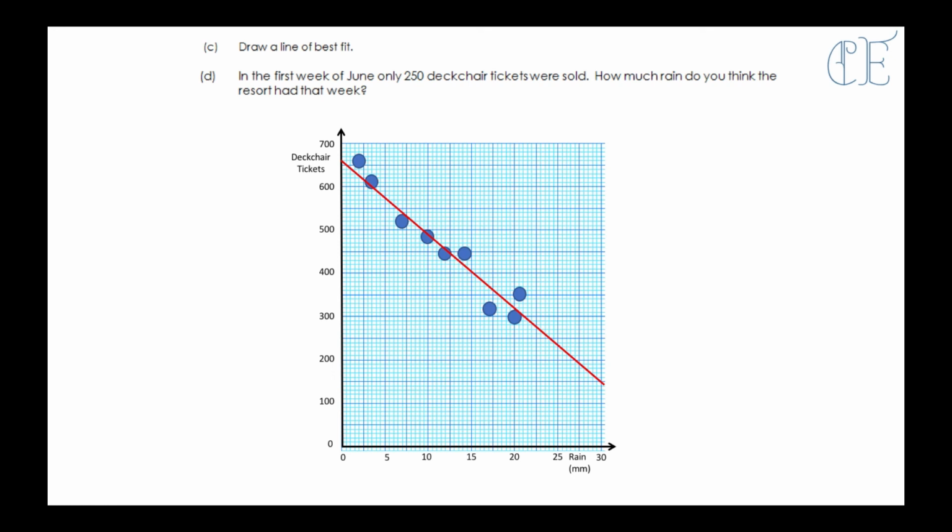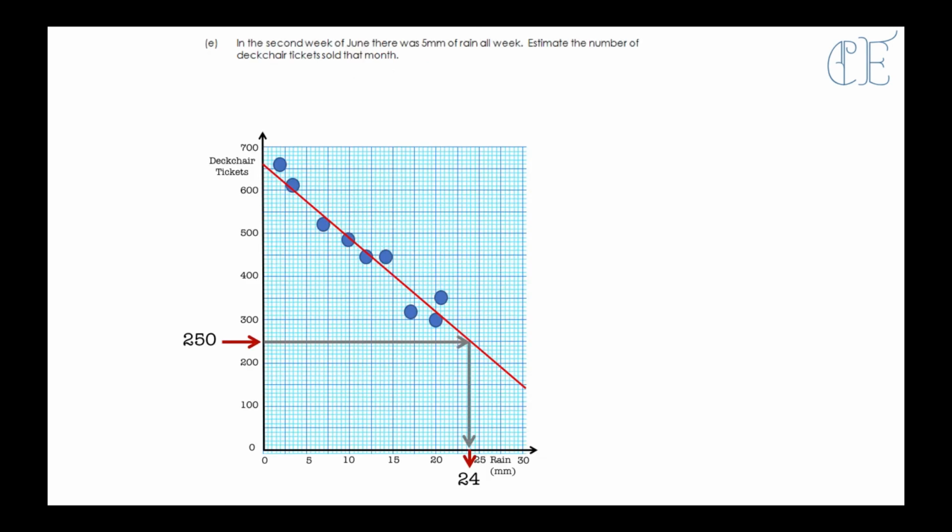How much rain do you think the resort had that week? So it's telling us that 250 deck chair tickets were sold. So we need to go up to the 250 mark on our graph and go along to the line of best fit. We then go straight down to the amount of rainfall, and it's on 24. So we can estimate that there were 24 millimetres of rainfall that week. Question E says, in the second week of June, there was 5 millimetres of rain all week. Estimate the number of deck chair tickets sold that month. So, 5 millimetres of rainfall all week, there. We go up and across, and it tells us that there were 570 deck chair tickets sold.